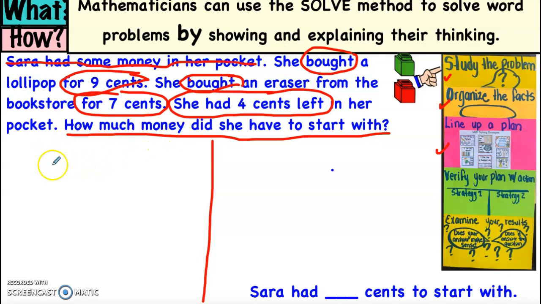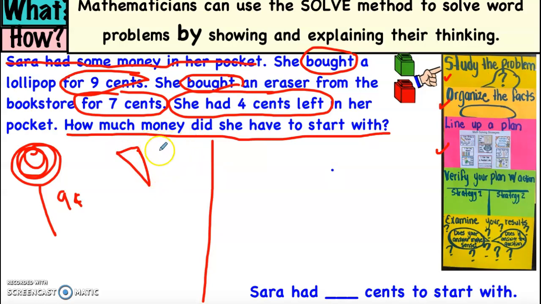So I'm thinking I'm going to use drawings in conjunction with the manipulatives, and I'm also going to use a number sentence for the next one. So let me see. She bought a lollipop for 9 cents. I'm going to draw the lollipop right here. And I know that this lollipop costs 9 cents. Then she bought an eraser for 7 cents. I'm going to draw the eraser right here. It's like a triangular eraser, right? And she pays 7 cents for this eraser.